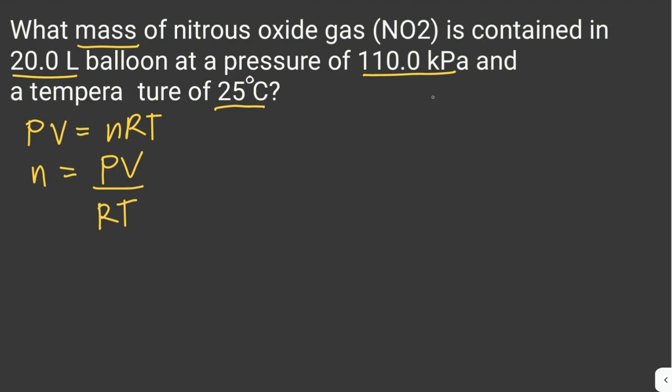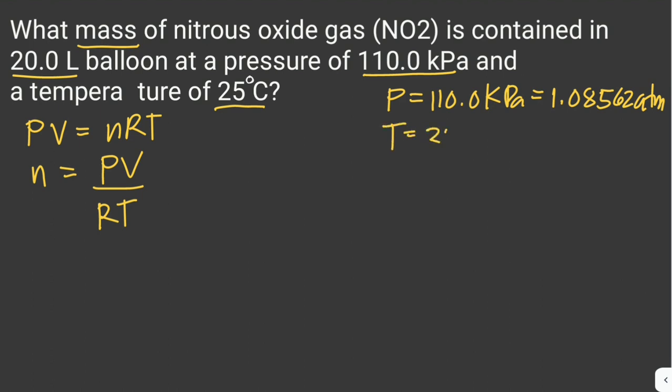So n is equal to PV over RT. Let's convert our pressure first. Pressure is equal to 110.0 kilopascal, and we convert that to atm. That is equal to 1.08562 atm. And our temperature, which is 25 degrees Celsius, is equivalent to 298.15 Kelvin.